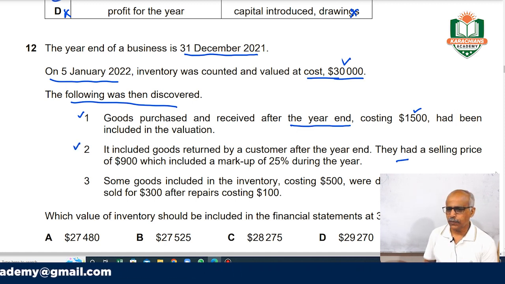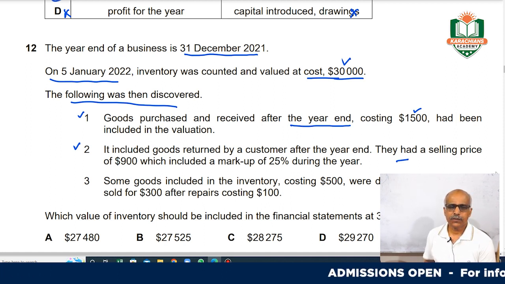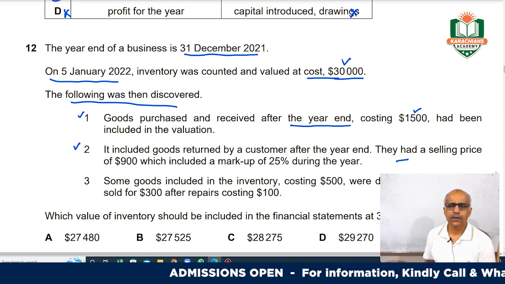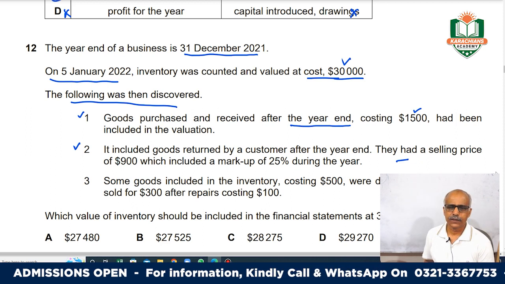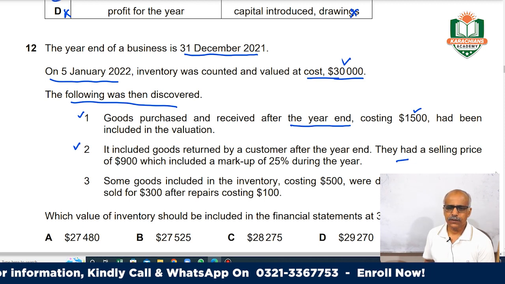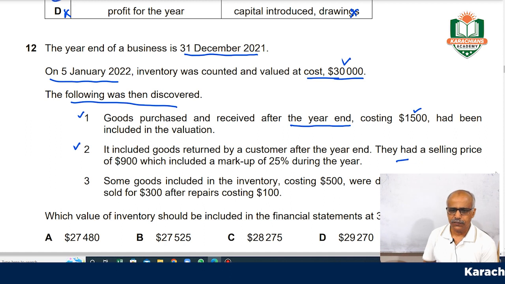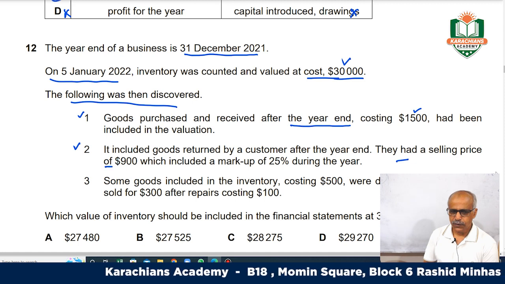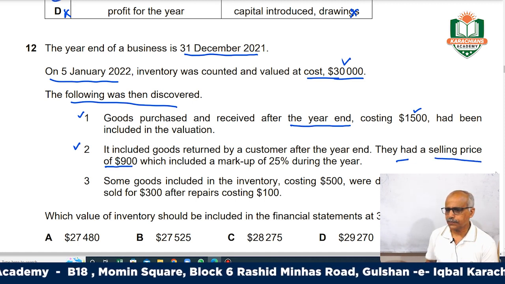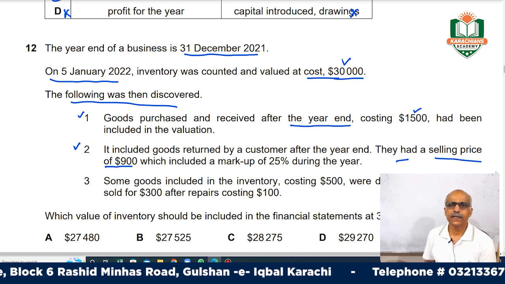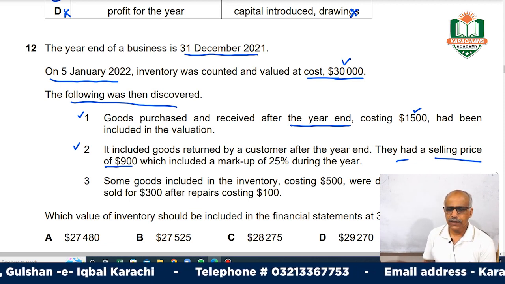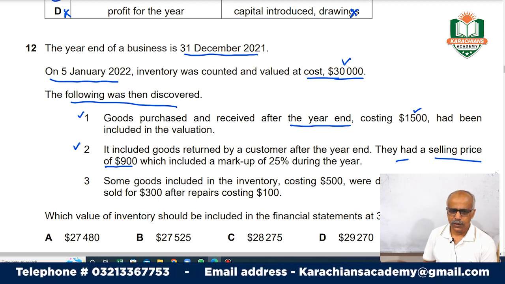Included goods returned by a customer after the year end. After 31st December, maybe on 1st, 2nd or 3rd of January, or by 5th of January, one customer returned goods, which is your sales return. They have given you the selling price and haven't given you the cost price. Inventory is on cost price ultimately, so they have just given you the selling price, but it is not an issue.